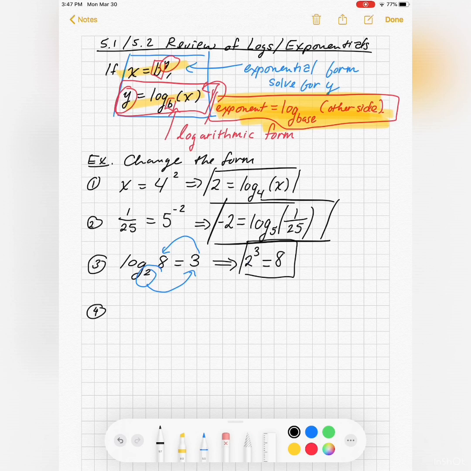Here's another one. How about log base 3 of x equals 14. Okay, so changing into exponential form, here's the base, here's the exponent. So 3 to the 14th equals x.